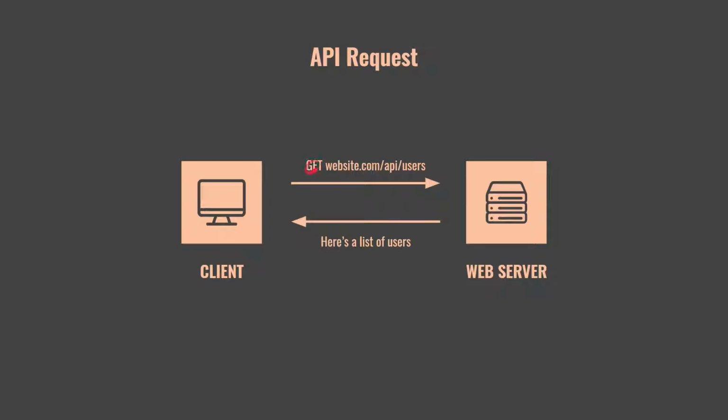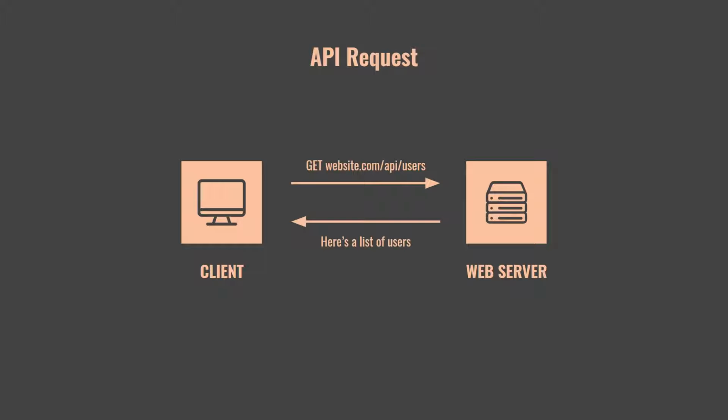You can make a GET request, like this one, or a POST request, PUT, or DELETE. So a GET request is for getting something. So you're getting a list of users in this case. A PUT request would be for updating something. So if you update a user's credentials, then you would use a PUT request. A DELETE is obviously for deleting something.